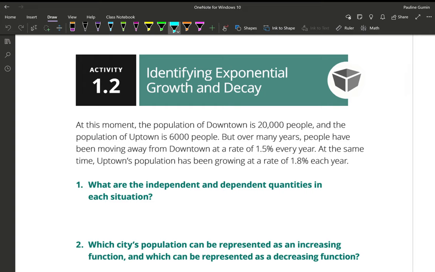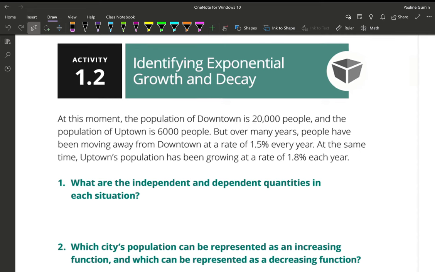At this moment, the population of downtown is 20,000 people. The population of uptown is 6,000 people. But over many years, the people have been moving away from downtown at a rate of 1.5% every year. At the same time, uptown's population has been growing at a rate of 1.8% each year.